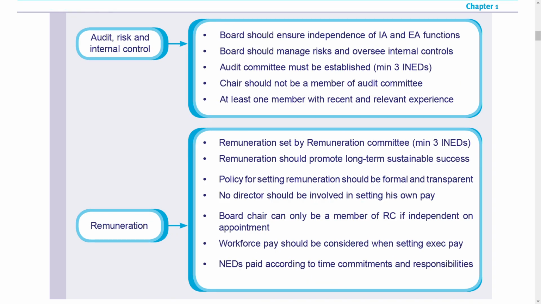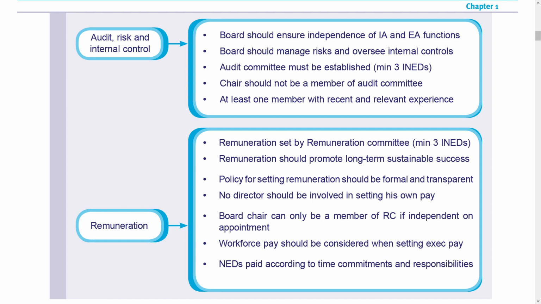Next, audit, risk and internal control. It's not audit risk. Audit is a separate thing, risk and internal control. With corporate governance, all these things also come. Okay, the board should ensure independence of the internal auditor as well as the external auditor. They should manage risk and oversee the internal control. Whose responsibility is it to manage the risk? Not the auditor. It is the board's responsibility to manage the risk and see to the internal control.